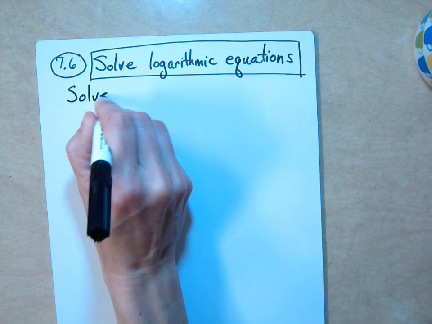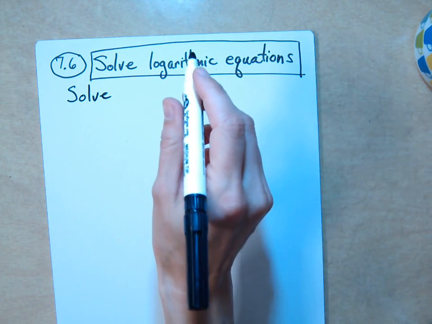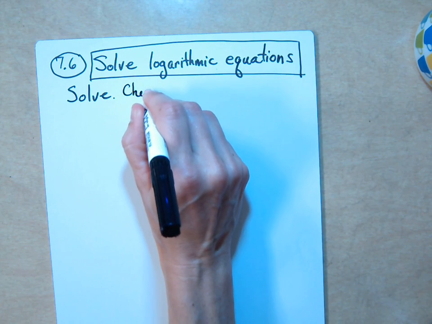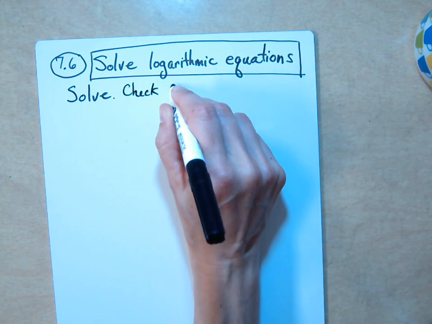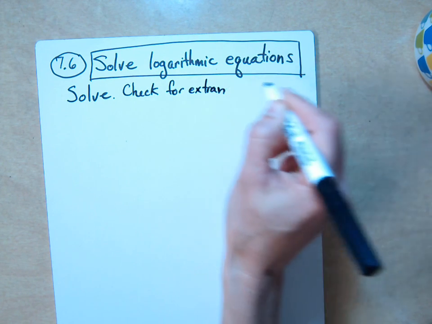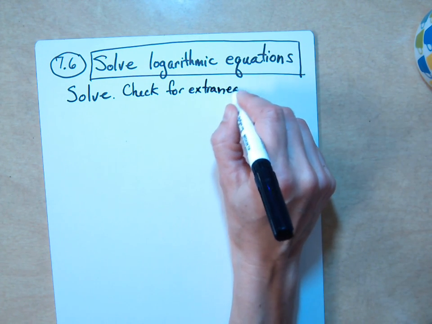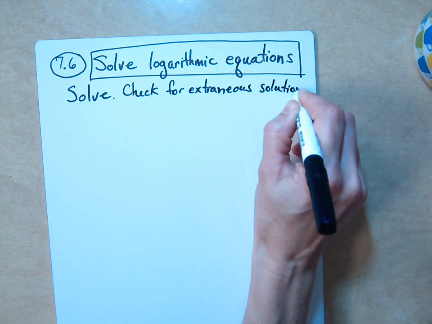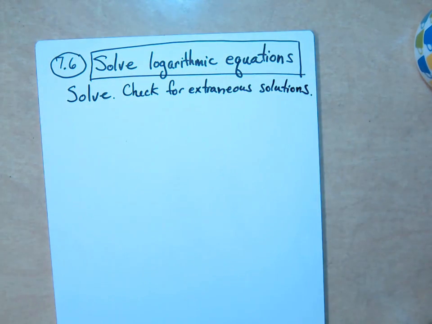And when you solve a log equation, you do have to check. The directions will be solve, check for extraneous solutions. Extraneous means extra, something that doesn't work. So you have to go back and check and make sure that it makes sense. You can't just blindly solve it and leave your answers there.